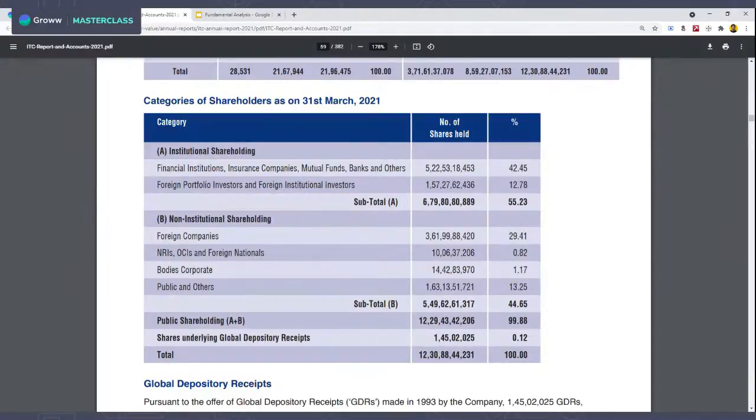Then we have non-institutional shareholding, not big people. Not the majority of them are big people. So if you look at this, foreign companies hold approximately 29%. Then there are NRIs who hold around 0.82%, very less. Then public and others, which is where the public may come into the picture. So public and others around 13.25%, and body corporate, which is 1.17%, totally comes up to 44. So if you add both public shareholding and institutional shareholding together, it comes to 99.88%, right? Then there are shares underlying global depositary receipts, GDRs, which is slightly complicated, which is for the US. Total is around 100% here.